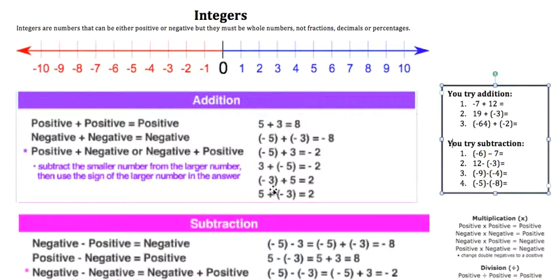Now we've got this one here. We've got -3 plus 5.